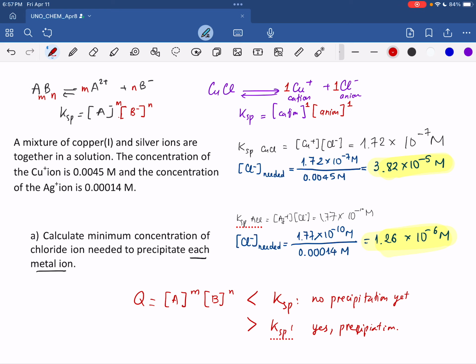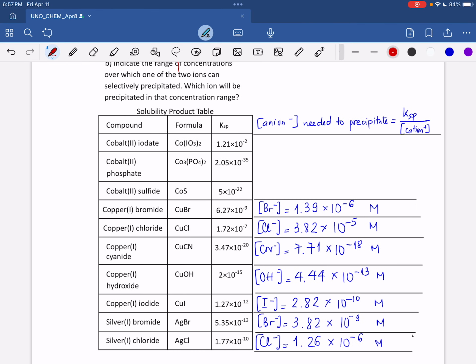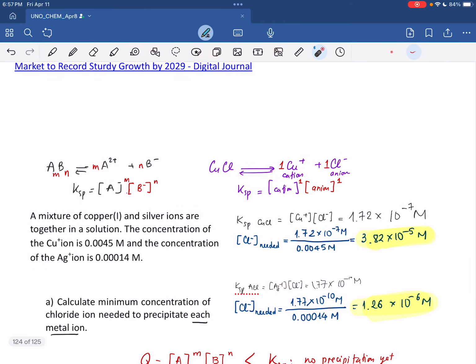Okay, so here, let's just look up the data. This is a table of the data. You see, this is copper(I) chloride, and this is the Ksp for that. And this is silver(I) chloride, and this is the Ksp for it. Okay, so now I have these values back here.